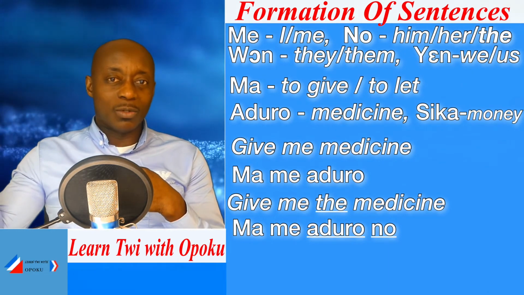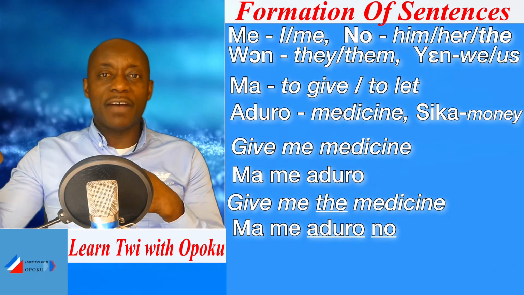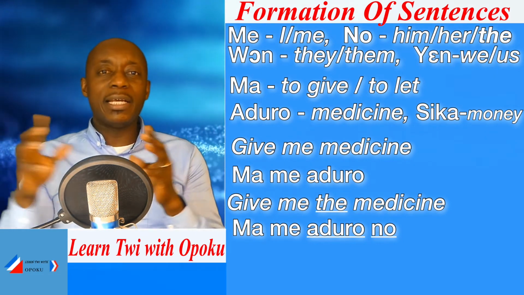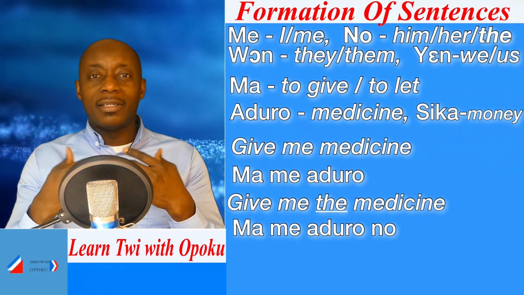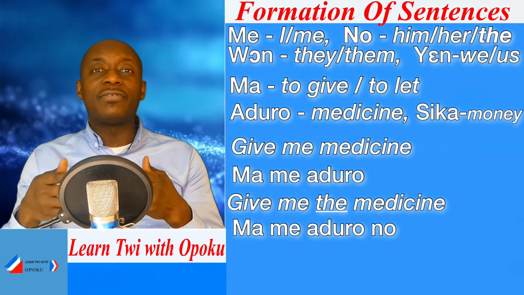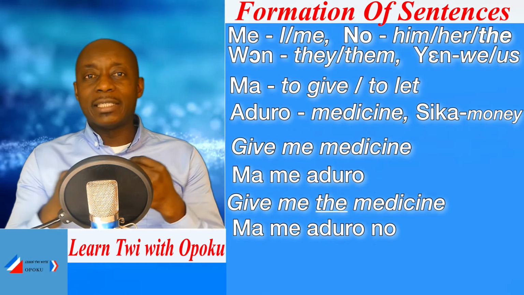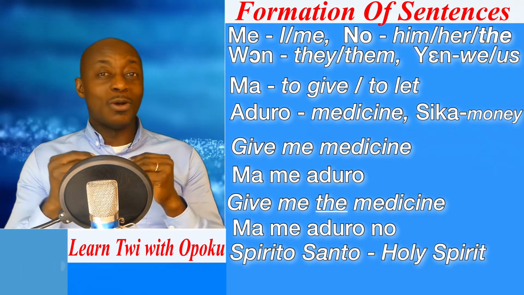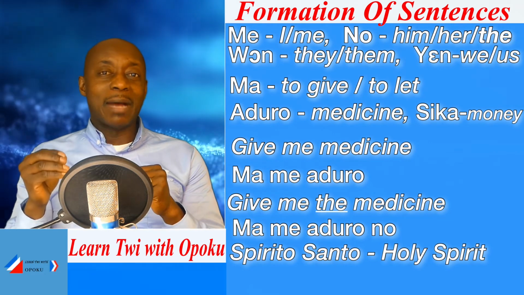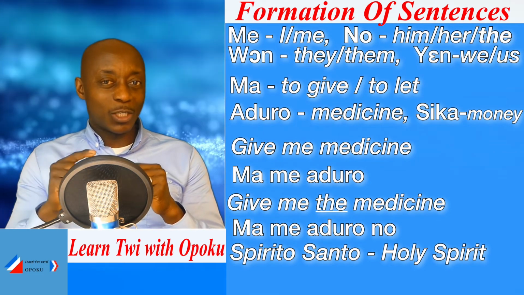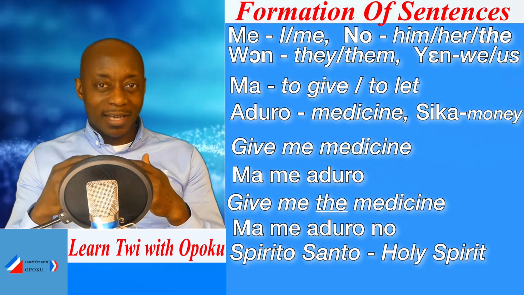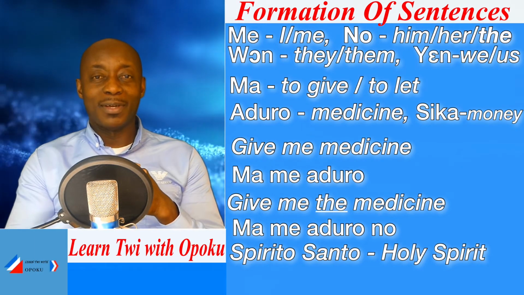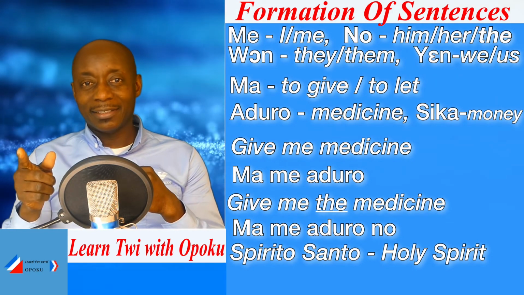The no is what? The. That comes after aduro, medicine. So take note of that. The Twi is like the Italian language. The adjectives come after the noun. So with the Italian language, we will say Spirito Santo, which means Holy Spirit. But you see that the Spirito, which is spirit, comes before Santo, which is what? Holy. So the Twi is like that.